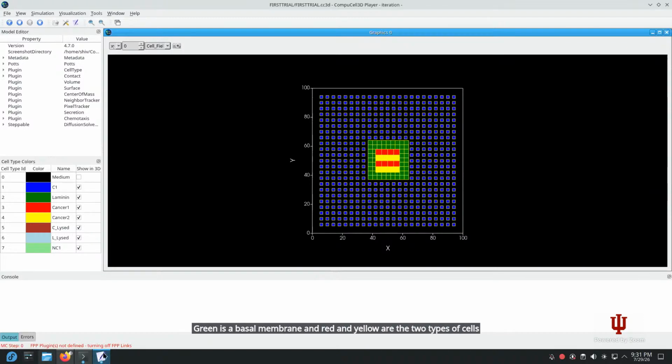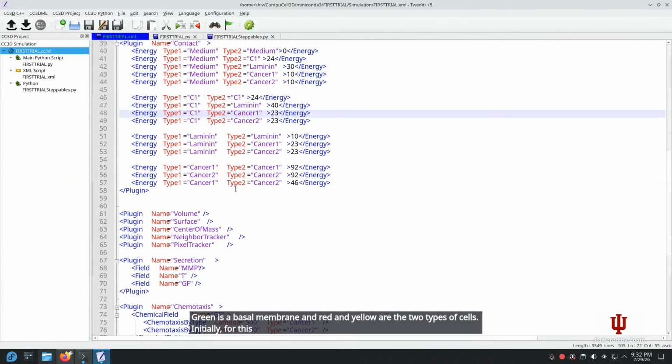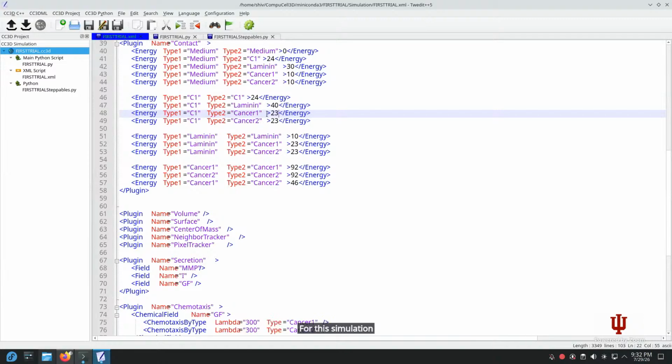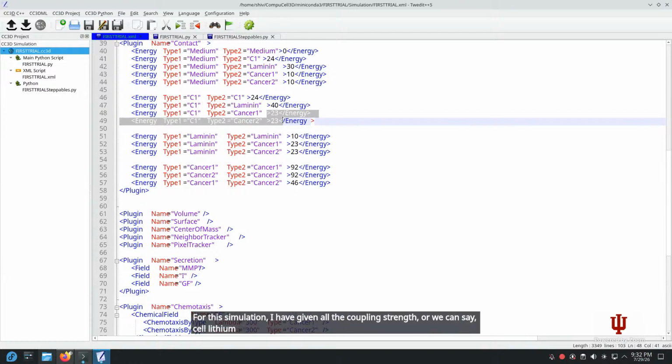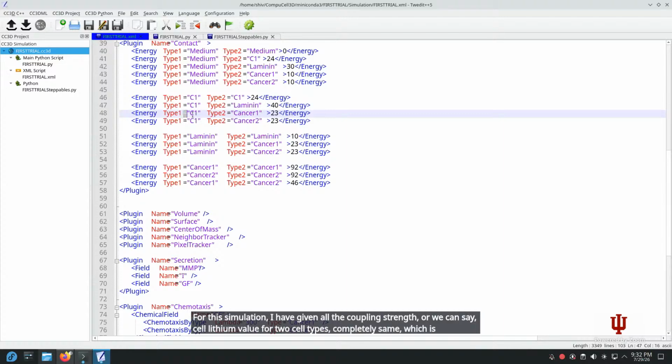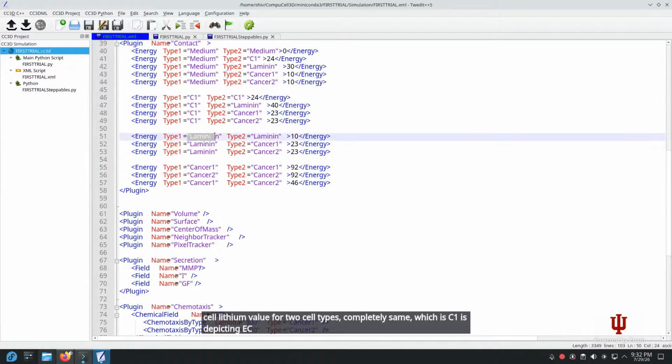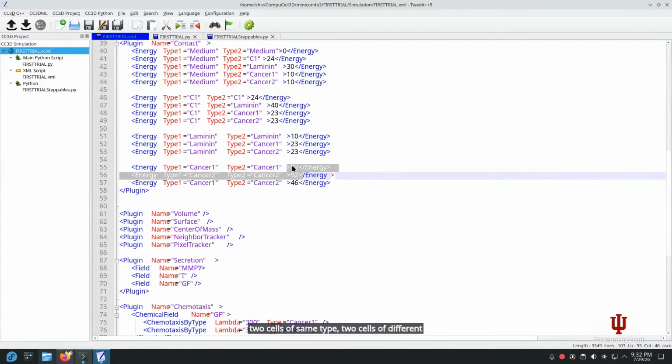Initially, for this simulation, I have given all the coupling strength, or we can say cell-ECM value, for the two cell types completely the same, where C1 is depicting ECM here. This is the basal membrane, and this is adhesion between two cells of the same type and two cells of different type. So this is similar right now.